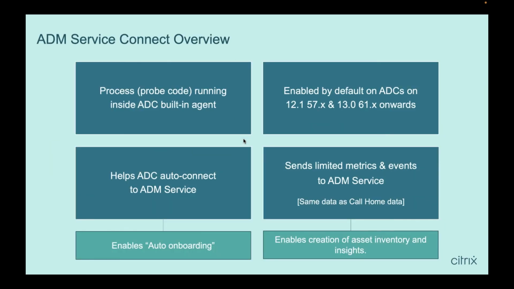So what is ADM Service Connect? It is a product which resides in the ADC built-in agent and is enabled by default on ADCs that are on build 12.1, 57.x and 13.0, 61.x onwards. ADM Service Connect helps to auto-connect your ADCs to ADM service, and it sends some limited metrics and events to ADM service, which is the same information that we collect through call home data. With the help of these metrics and events, we curate a very customized asset inventory and insights for you. And if you want to leverage other features of ADM service, you can get yourself onboarded with the help of auto onboarding.